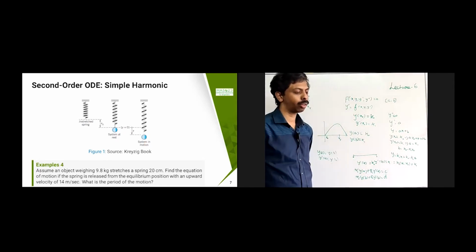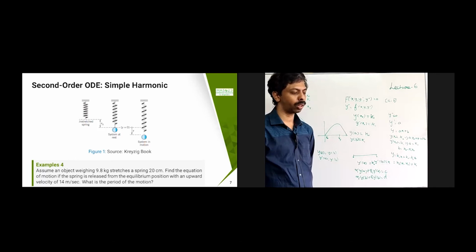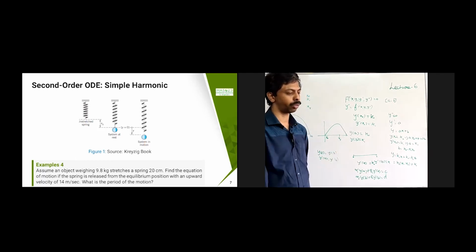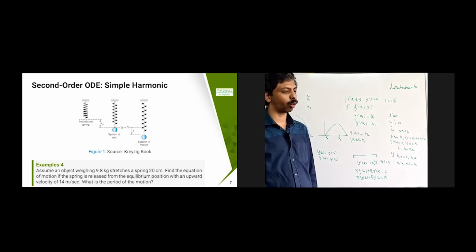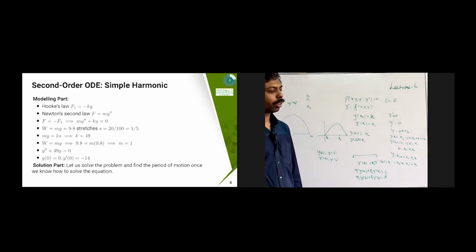For example, you can assume an object of weight 9.8 kg stretches the spring to 20 centimeter. Then you can find the equation of motion if the spring is released from the equilibrium position with an upward velocity of 14 meter per second. Then you can find the period of motion. This one you can model using a second order ODE, which is called simple harmonic. So how do we do that?